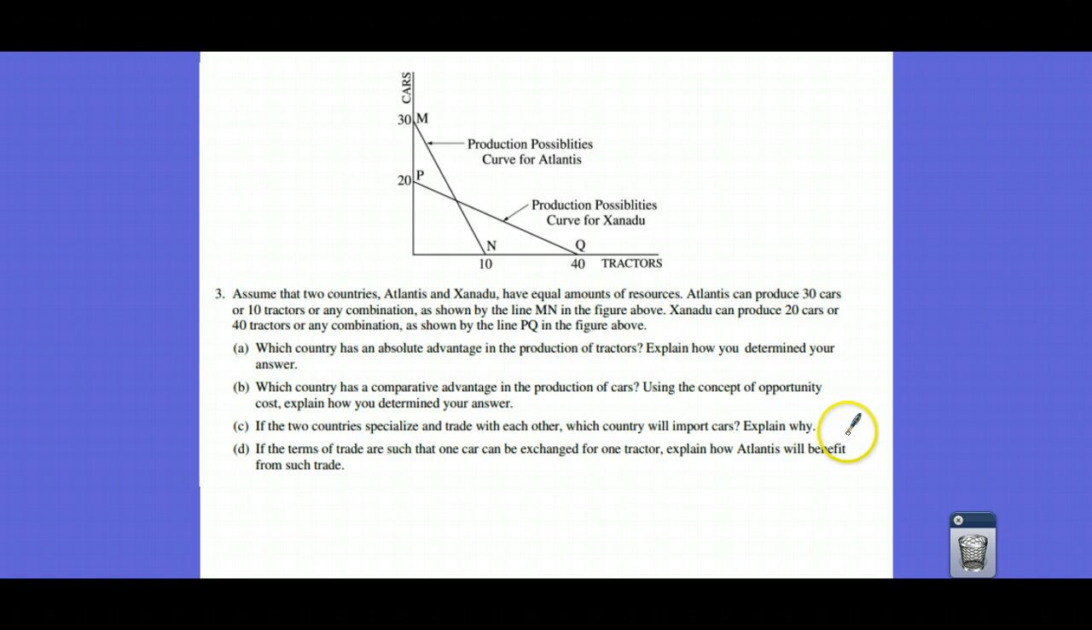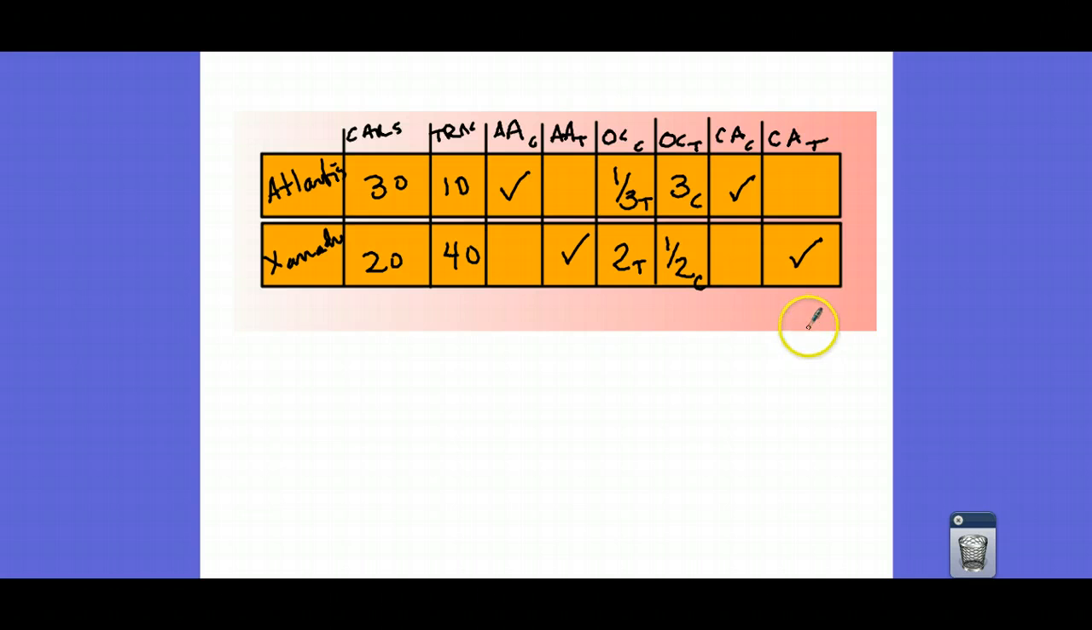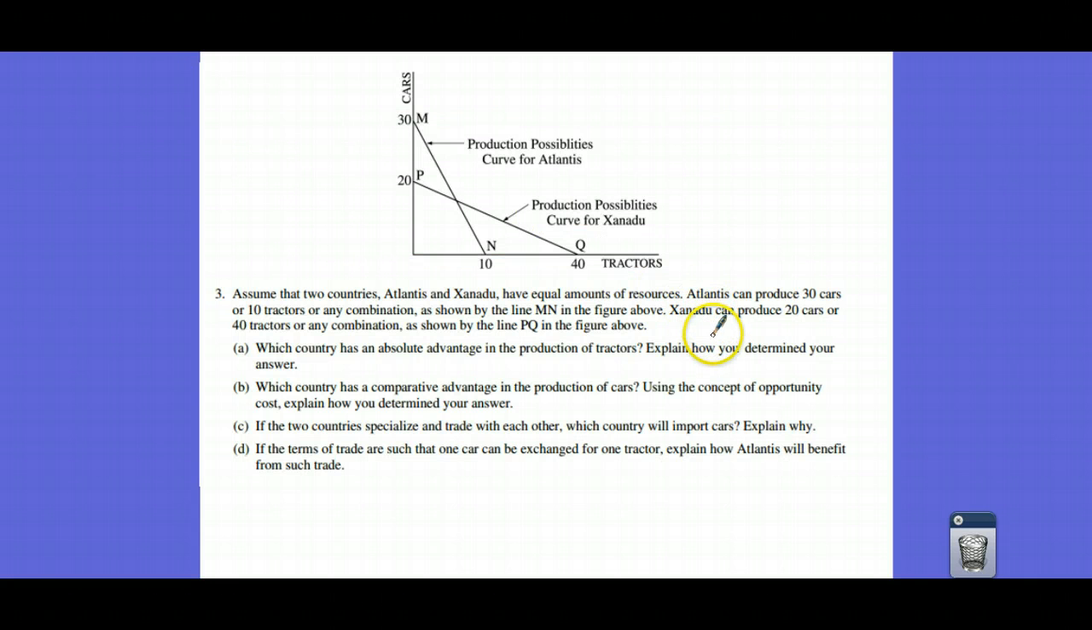C. If the two countries specialize and trade with each other, which country will import cars? Explain why. Well, this is an easy question because the country that's going to import cars is the country that can't produce the cars on their own because their opportunity cost is too high. So the country that's going to import cars is the country that has the highest opportunity cost to make cars. The country that has the highest opportunity cost to make cars is Xanadu. The reason why is because they have a comparative disadvantage in producing cars. They're going to import the cars because Atlantis has the comparative advantage in producing cars. We already figured that out by filling out our chart.